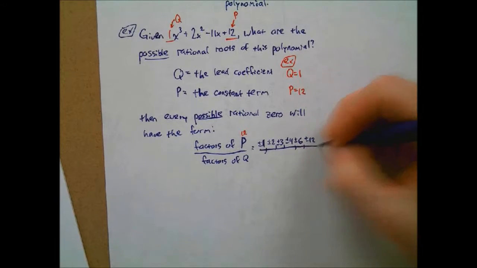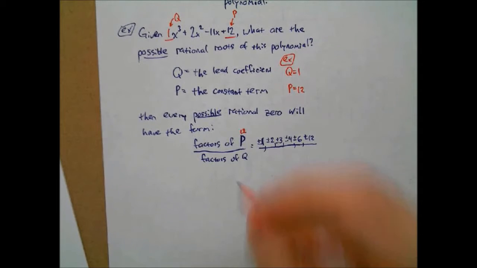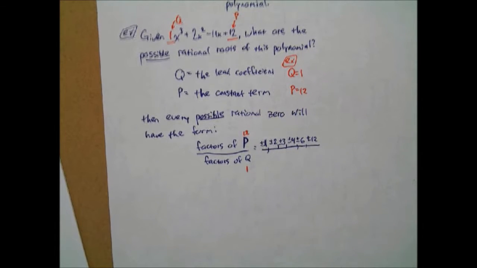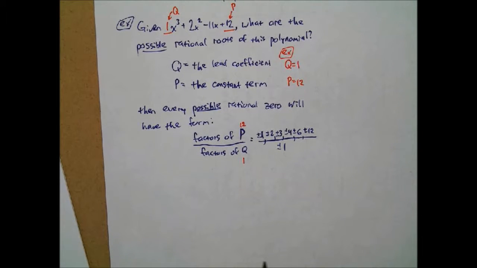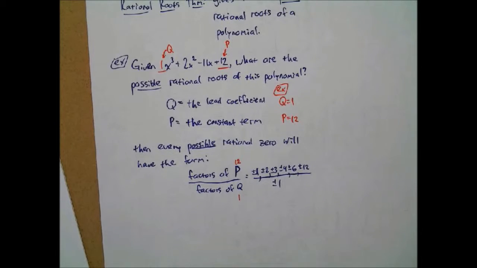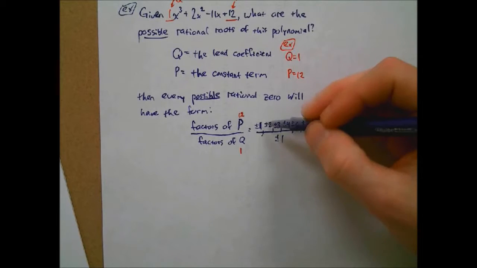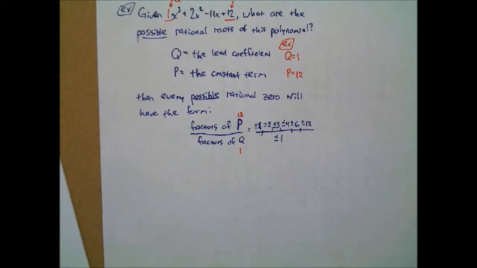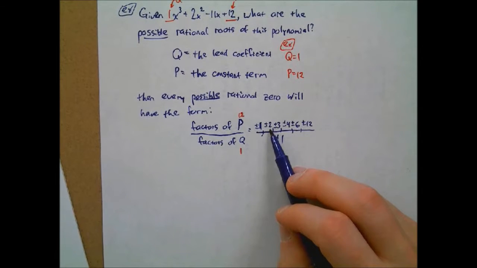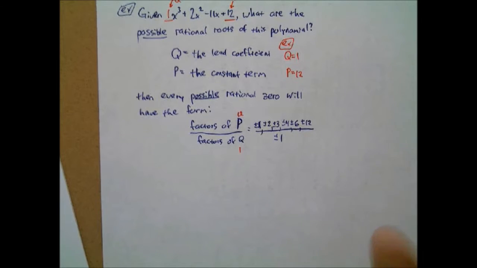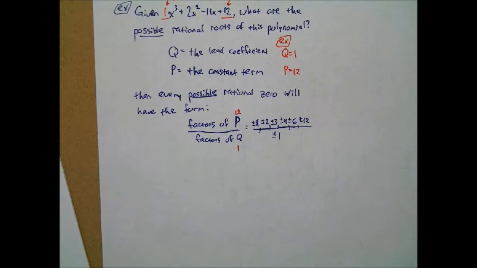What about factors of q? Q is 1. So what are the numbers that evenly divide 1? 1. So if this polynomial has rational zeros, then the rational zeros will be in this form. Oh, by the way, sorry, I put the plus or minus in front because we can divide 12 by positive or negative 1, positive or negative 2, positive or negative 3, you get an idea. Same thing with q of 1. We can divide positive 1 by 1 or negative 1. So that's why you have to put the plus or minus in there.